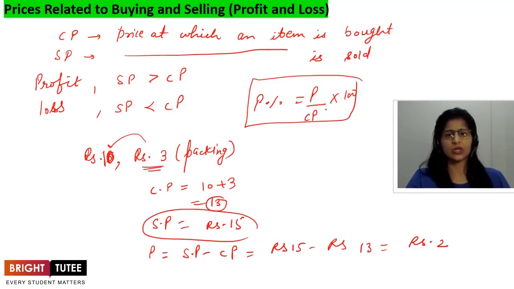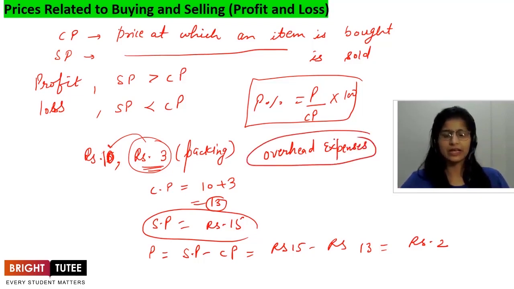So there we will calculate loss percent. Profit and loss are always on cost price. That thing you need to keep in mind. Packing charges, labor charges, maintenance charges, and other expenses done except the price that we buy the item for are known as overhead charges, or overhead expenses. Clear?